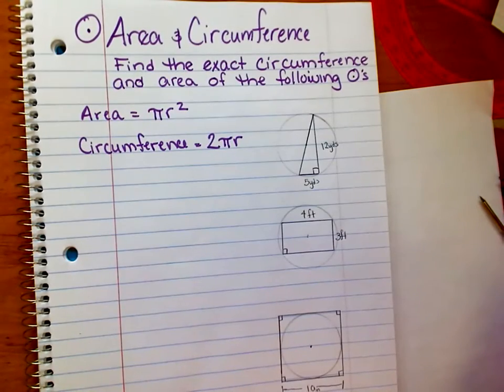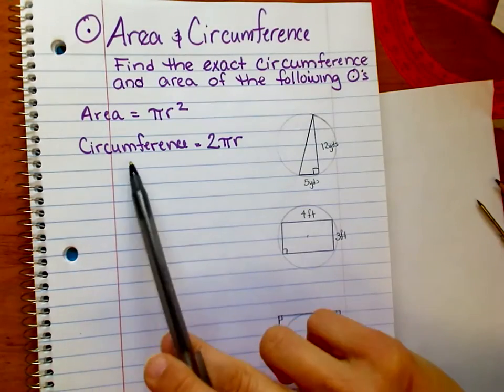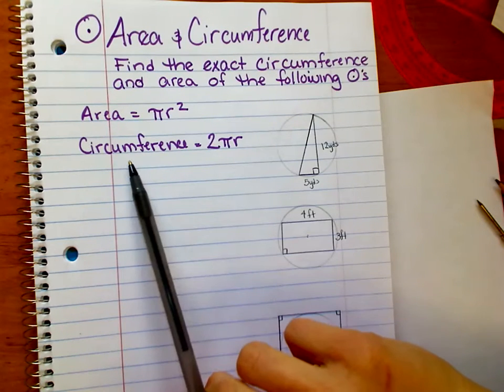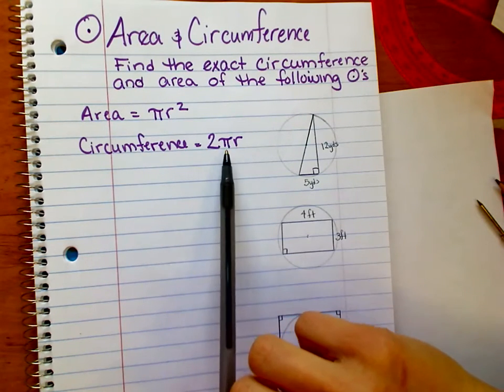This lesson is about finding the area and circumference of a circle. So you might remember that the formula for finding the area of a circle is pi r squared. The formula for finding the circumference of a circle is 2 pi r.